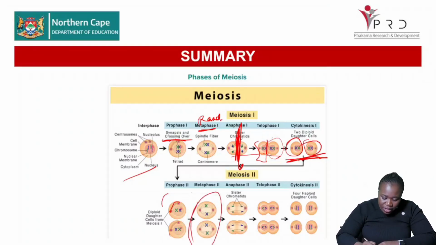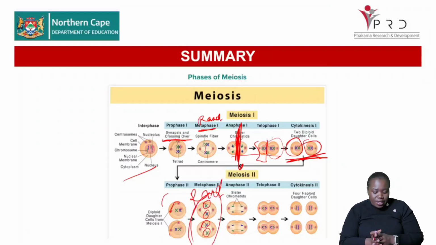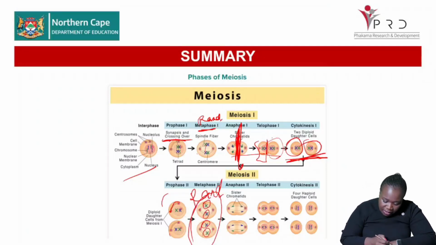Metaphase 2, again, we have the random arrangement of chromosomes. However, in this case, they are in singles, they are not in homologous pairs. Something for you to remember. Metaphase 1, they are arranged in homologous pairs. Metaphase 2, they are arranged singly. Anaphase 2, here chromatids are being pulled to the opposite poles. Anaphase 1, whole chromosomes are being pulled to the opposite poles.